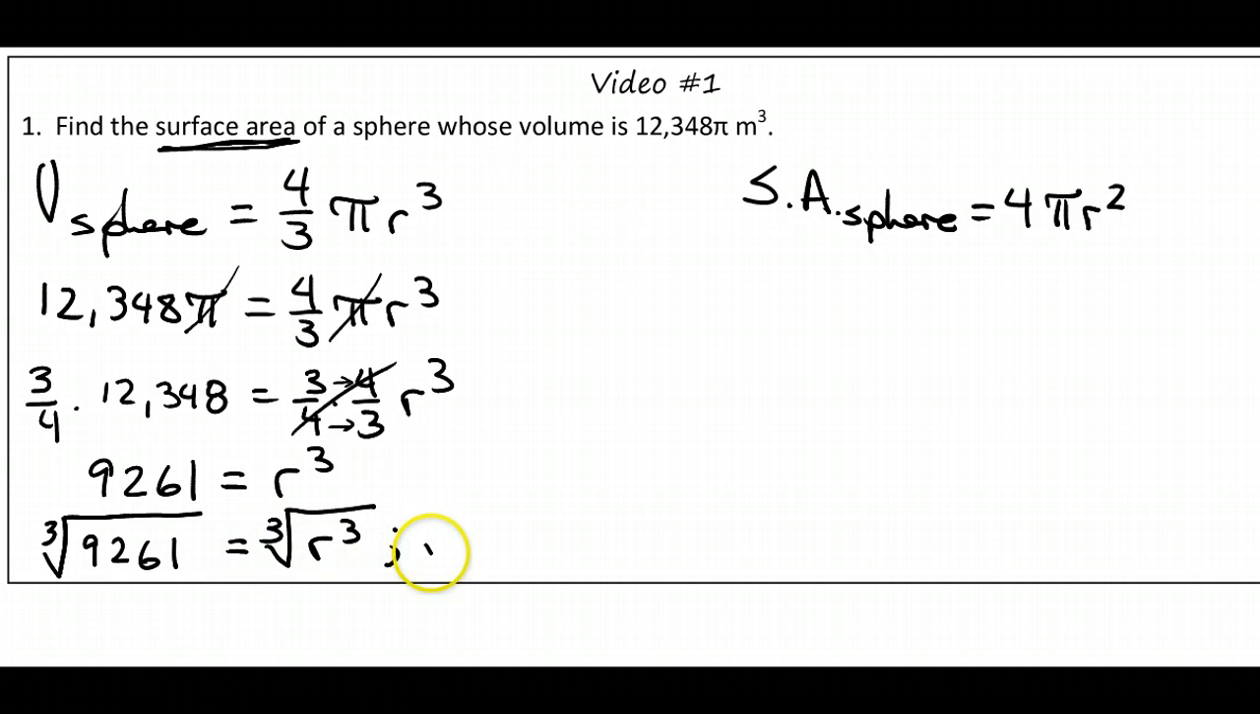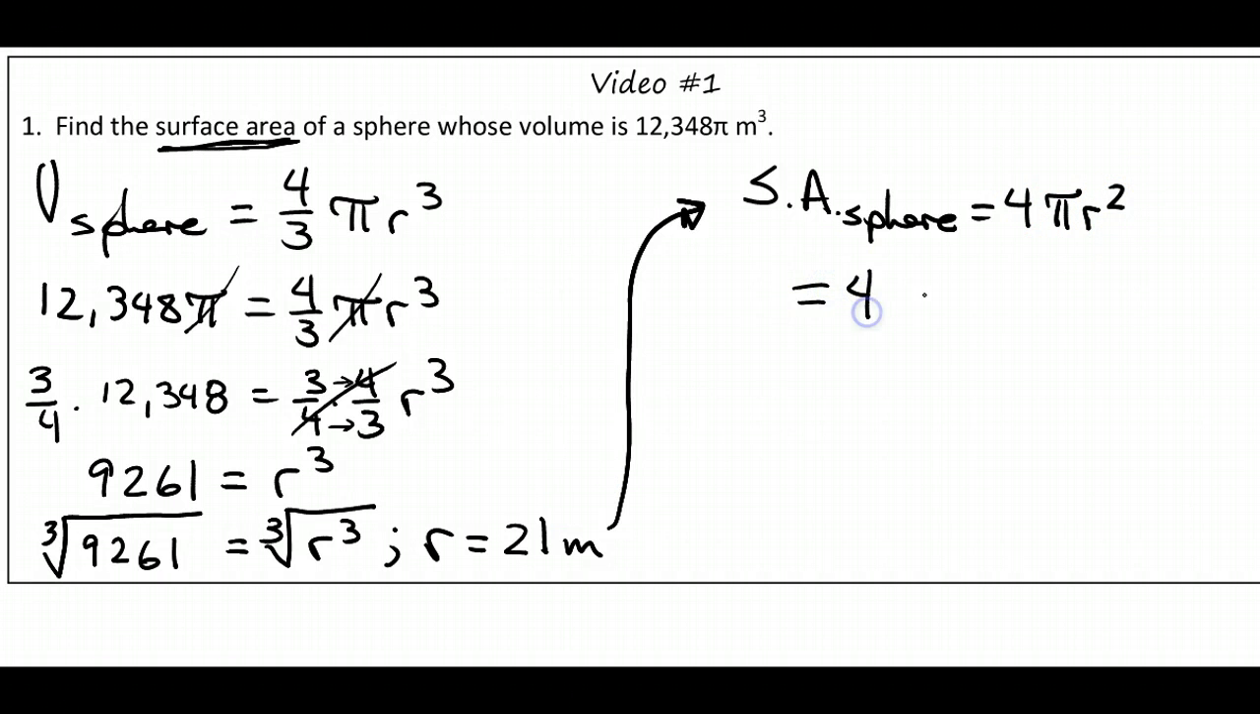And if you want to pause the video and see if you can find that, it's going to be important for you to find. We see that the radius is 21 meters. So now that we know the radius is 21 meters, we can go ahead and substitute that in for our formula for the surface area of a sphere.